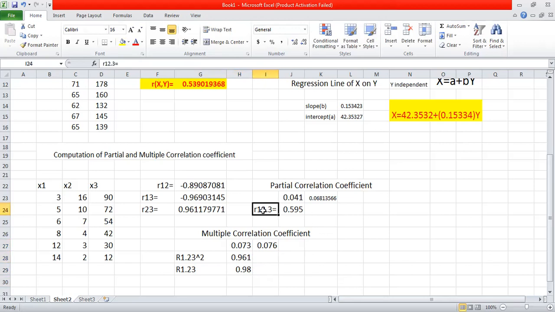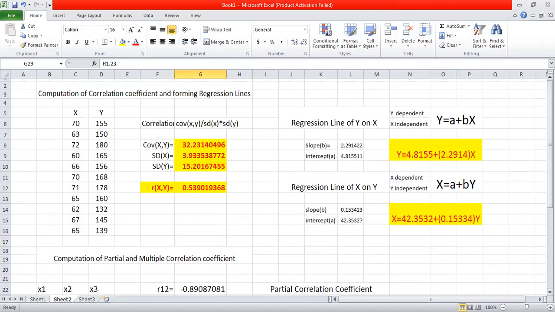Here I have done R1.23. Similarly, you practice doing R2.13 and R3.12. By this we complete the computation of correlation and forming the regression lines and partial and multiple correlations also.